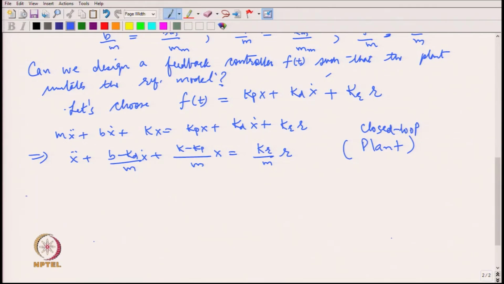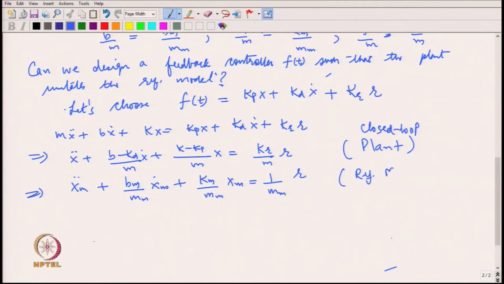Okay. Then let us have another look at the reference model. That is given by xm double dot plus bm over mm xm dot plus km over mm xm is equal to 1 over mm times r. So this is the reference model. What we have done here is we have just chosen a controller f as a state feedback controller, and now we are trying to see if we can make sure that that results in the plant following the reference model, which is that x of t is equal to xm of t, right.